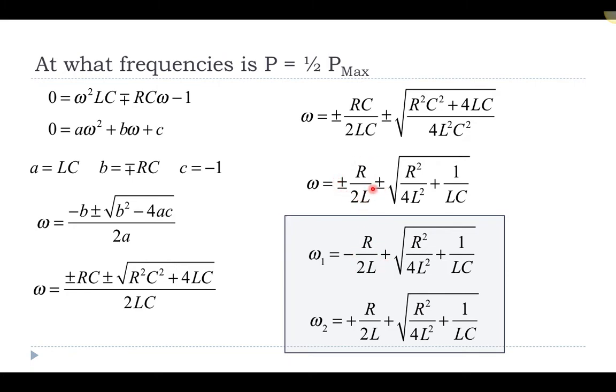The term that's out front here, which is not part of the square root, can be negative, and that will give me the lower frequency. And it can also be positive, which would give me the upper frequency. So these frequencies are the half power frequencies. If I plug those particular frequencies in, they will tell me when the power is at half of its maximum for a given circuit.